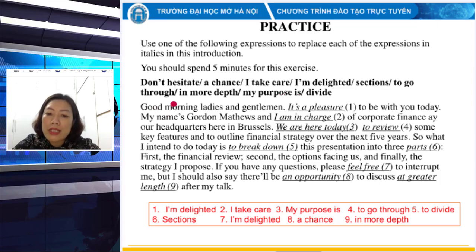So what I intend today is to break down. Instead of saying breakdown, you can use the word divide. Divide this presentation into 3 parts. Instead of parts, you can use the word sections or areas or points. First, the financial review. Second, the options facing us. And finally, the strategy I propose.